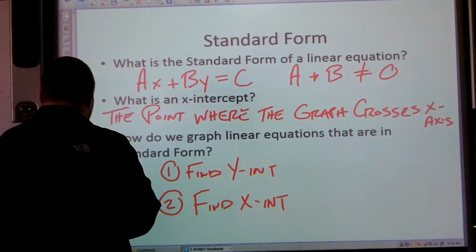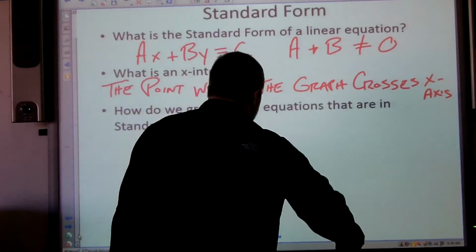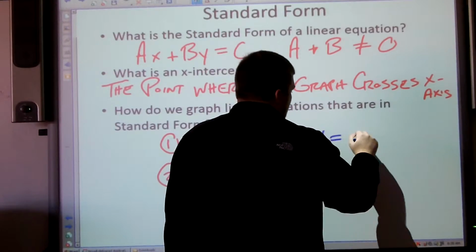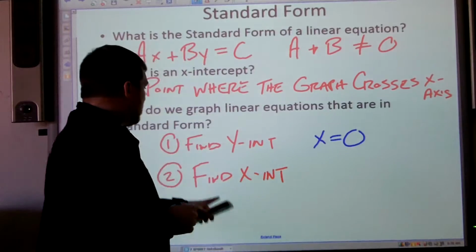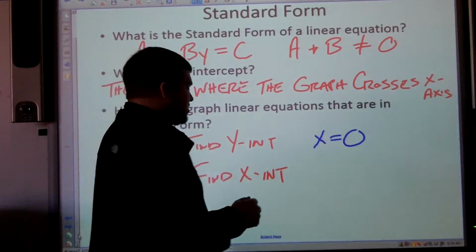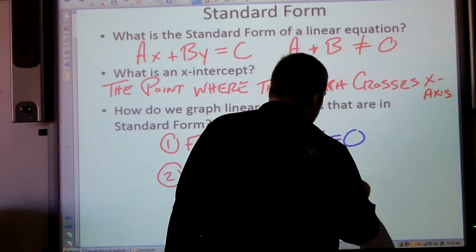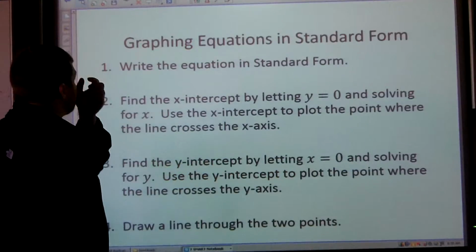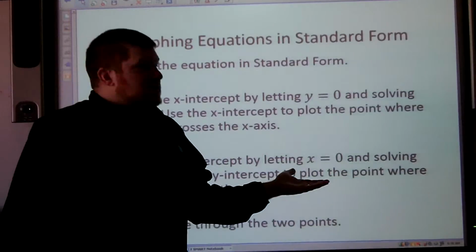Okay, so how do we find the y-intercept? Well, essentially the y-intercept is just the value of y when x equals 0. How do we find the x-intercept? Well, it's just the value of x when y equals 0. So it's going to be really, really easy for us. And this is what we just described.